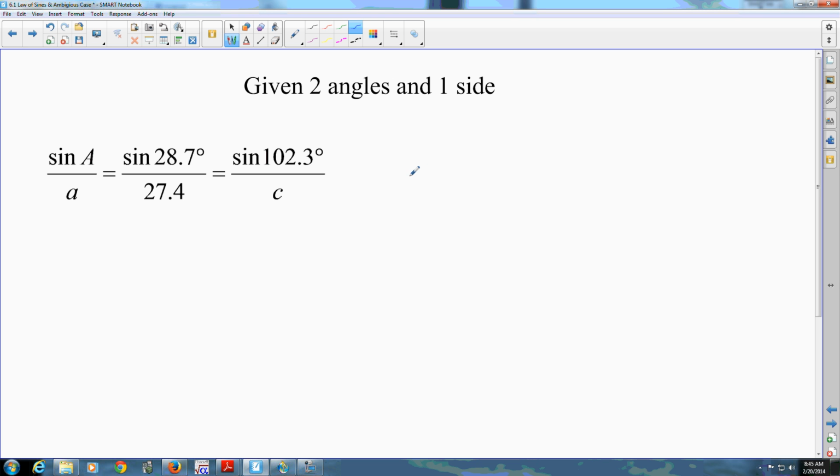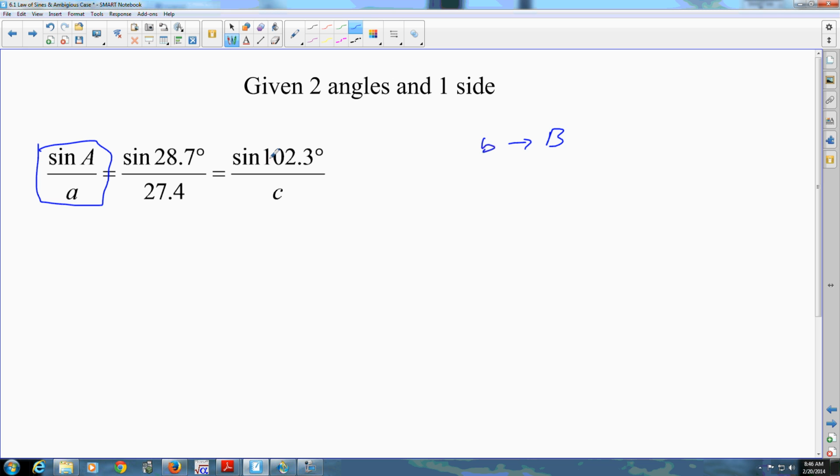Okay, so here's a situation where you're given 2 angles and 1 side. In order to solve this, notice that you have one complete fraction. You know the angle and the side that's opposite it. Remember that side B is going to be opposite angle B. Uppercase letters are angles, lowercase letters are sides. To solve this, I don't know any information about this one, so discard it at the moment. Don't look at it. It's not useful right now.